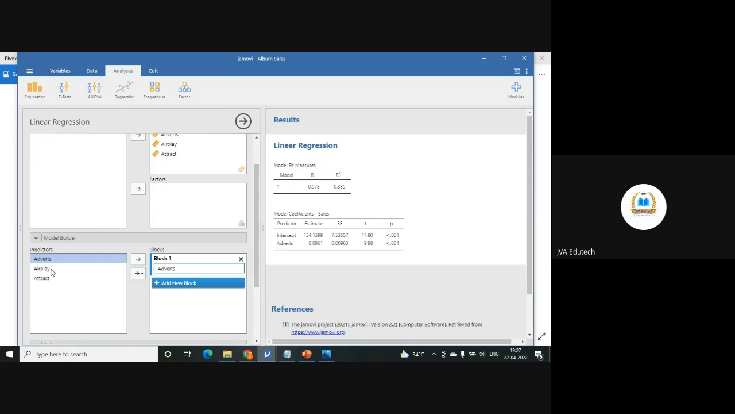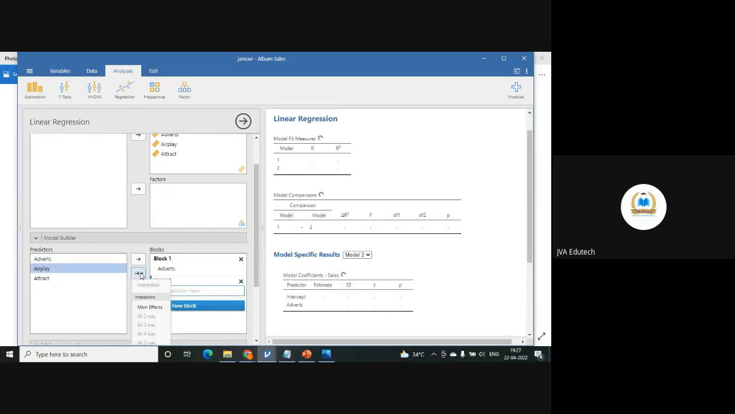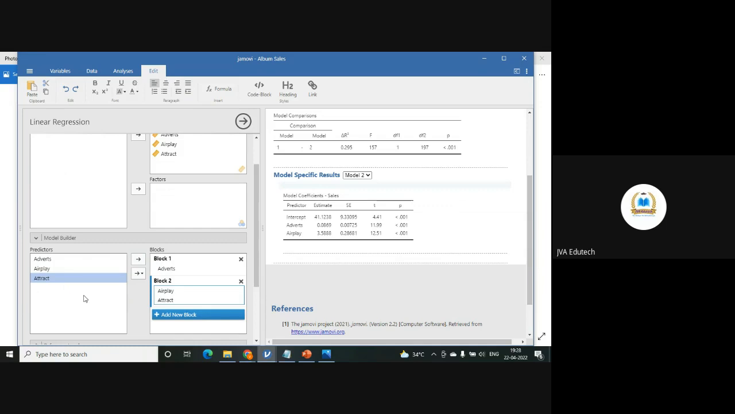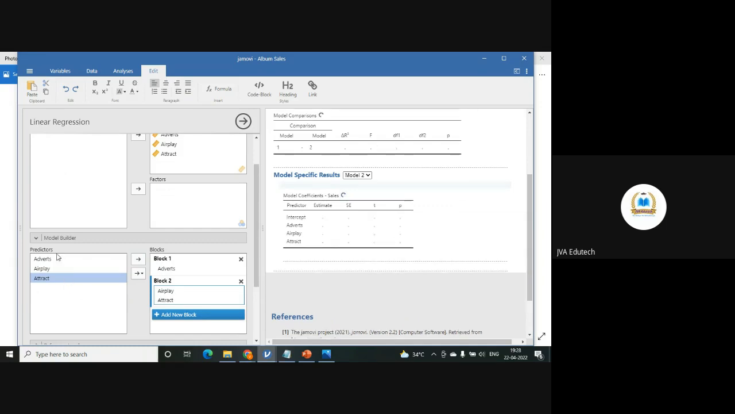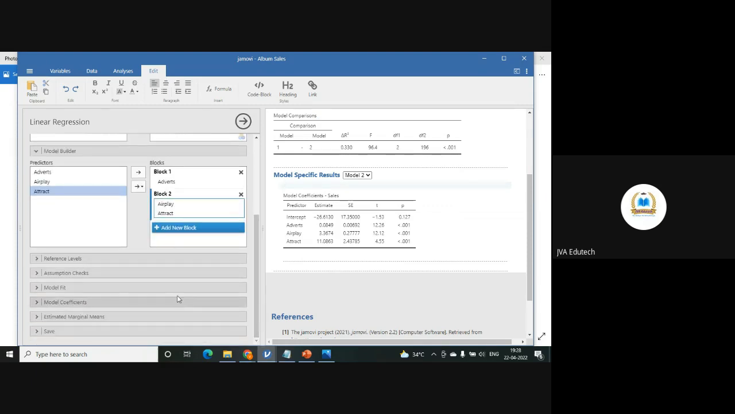But let's say I'm not sure. So these two I will put together in another block: airplay and attract both. So this is how I am building my model through hierarchical regression in 2 steps. Or if you are sure about the 3 variables differently, then you can choose 3 steps or 4 steps and like that.